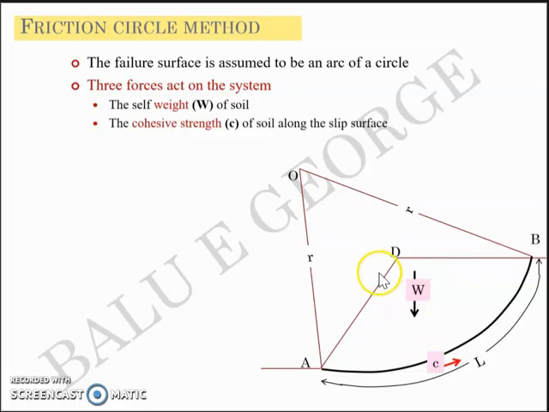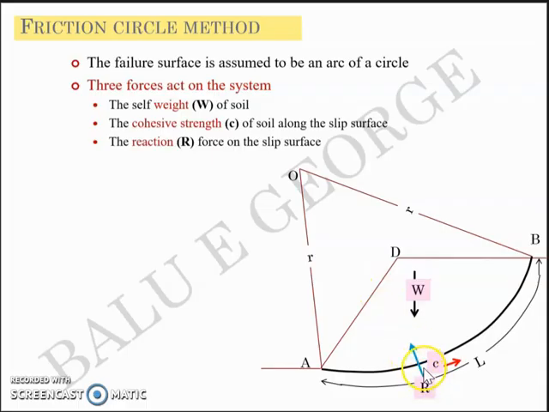The second force is a cohesive strength C of soil acting along the slip surface. The slip surface is AB, which is curved, and at each point of the slip surface the cohesive strength will get mobilized. So the nature of the cohesive strength is in this direction because the tendency of the failure mass is to move downward and outward. So cohesive strength tries to keep it in the other direction and it'll be opposite to the direction of downward and outward movement. Third force is a reaction on the slip surface.